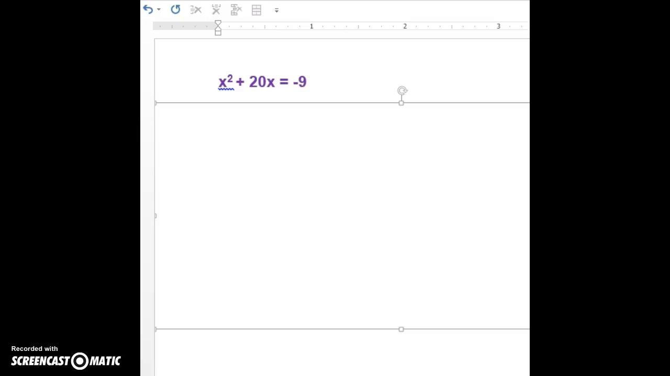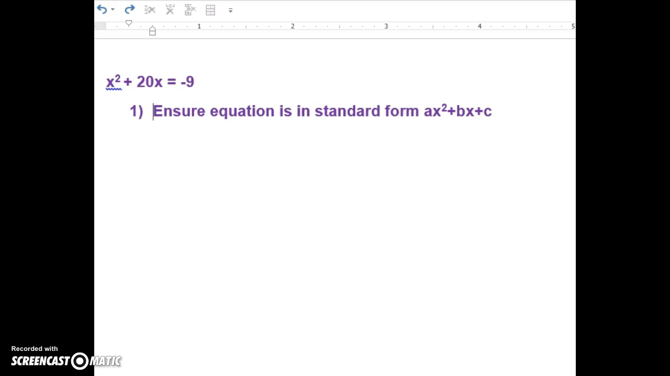Welcome to this short tutorial that will go through solving and graphing a quadratic equation. Hopefully by the end of this video you'll have a better idea of how everything you've learned so far comes together. Once you have identified you are in fact working with a quadratic equation, then you want to check, is your equation in standard form? Standard form is ax squared plus bx plus c.